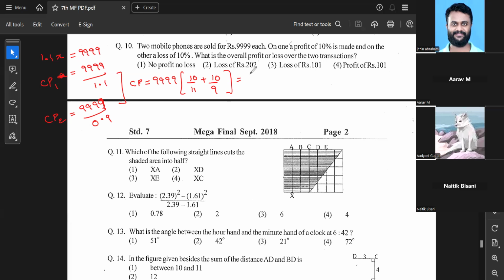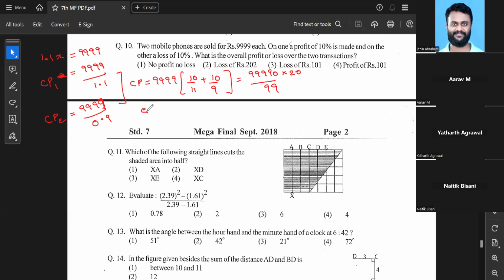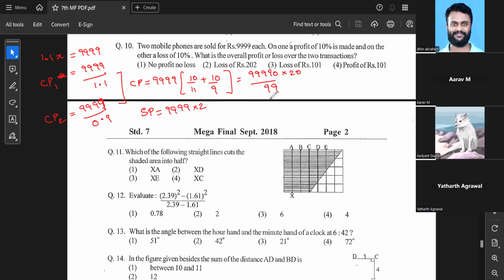So I'll be getting 99990, because I took this common, multiplied by 20 upon 99. Okay. So this is the total cost price, and total selling price is equal to 9999 multiplied by 2. And when you subtract them, you will get the loss. Basically, you have to subtract these two. That's 202. Yeah, that's when we are going to get the loss.